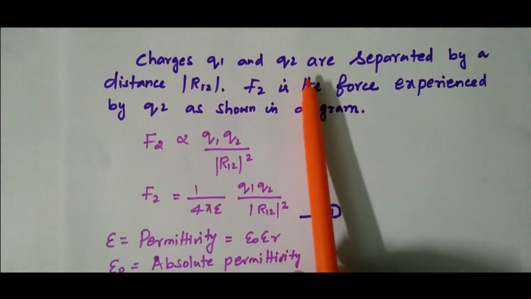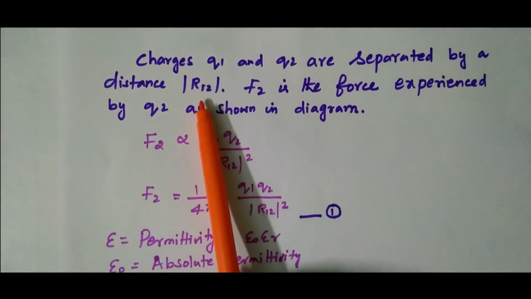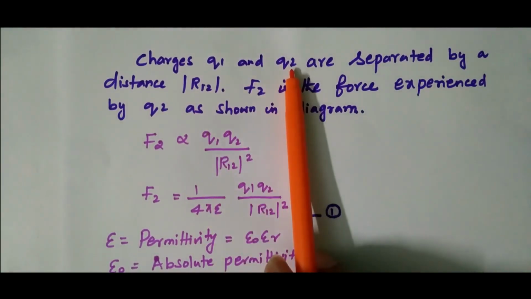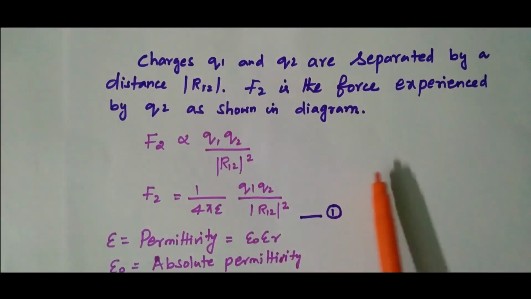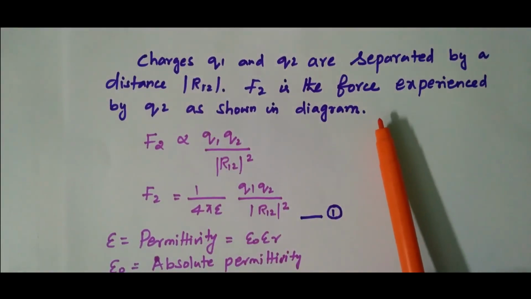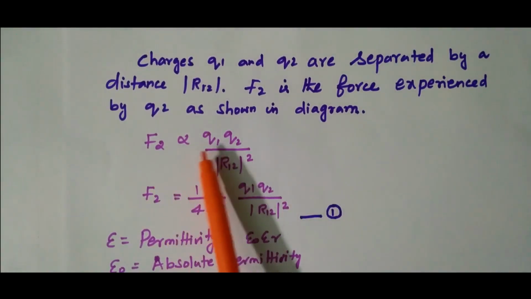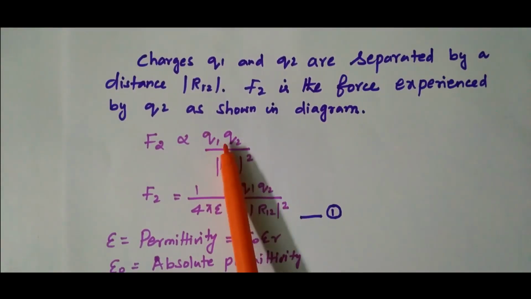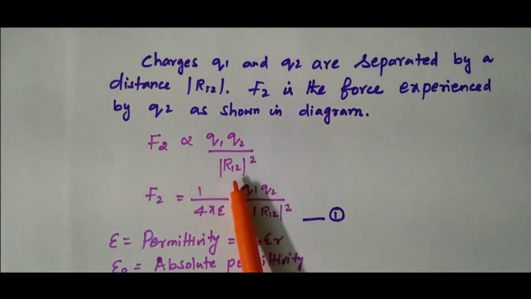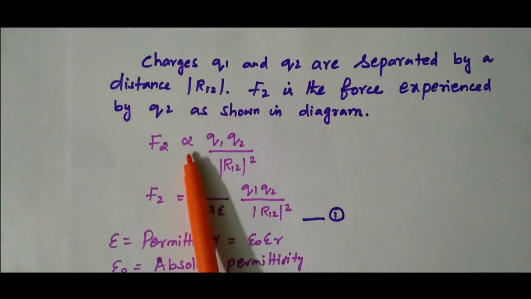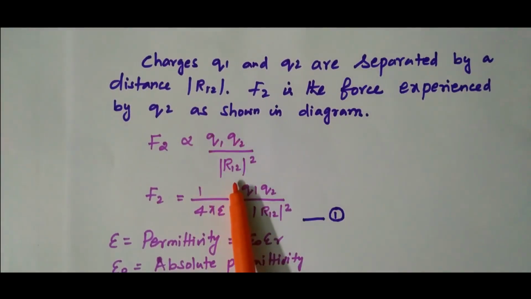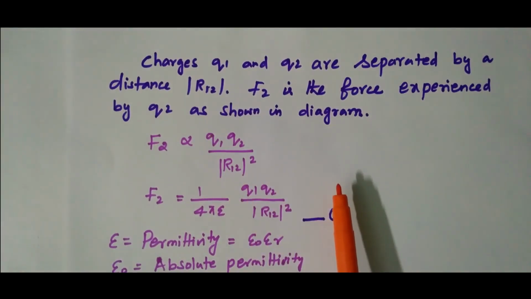Now the charges Q1 and Q2 are separated by the distance R12. What do we need? Two charges Q1 and Q2, and the distance between the charges R12. So based on the diagram and the characteristics given by Coulomb, the force is directly proportional to the product of the magnitude of the charges Q1 and Q2, and inversely proportional to the square of the distance between the charges. So F2 is directly proportional to Q1 Q2 divided by R12 square. This is based on the points given by Coulomb.